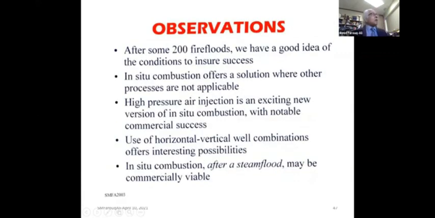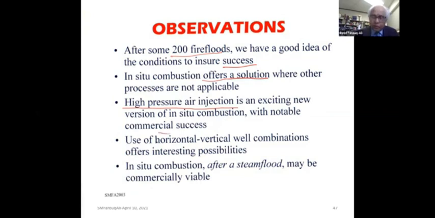So here is the final slide. We have done more than 200 fire floods, and we have a good idea of the conditions where it may be successful. Okay. Sometimes combustion offers a solution where other processes are not applicable, but you have to be very careful that it is really applicable. High pressure air injection, which is a special variation of combustion, is a new version of combustion, which may have notable commercial success. We have some experience with the 7 field projects. They are all published.